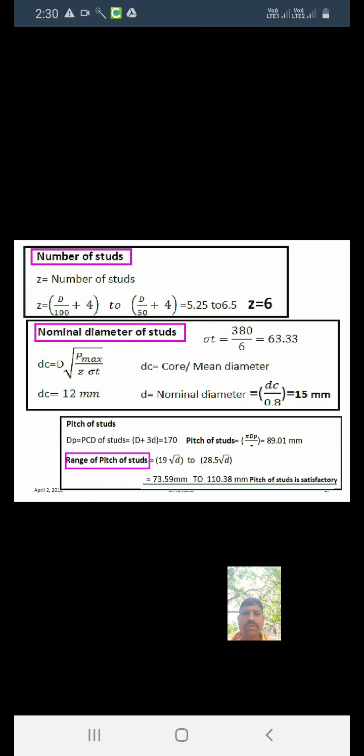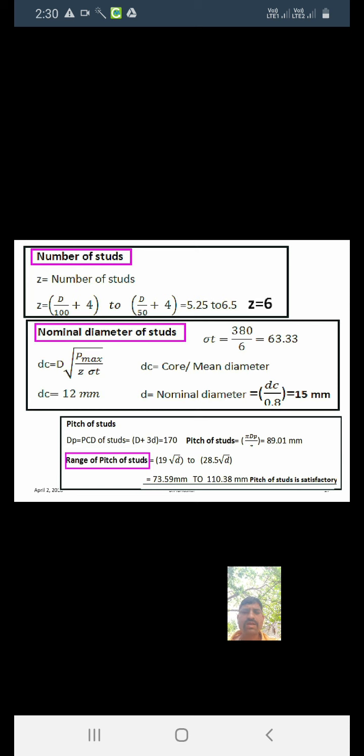How to calculate the pitch of the stud? You should calculate the pitch of the stud. DP is equal to PCD of stud, or you can use D plus 3D. You will get 170. Pitch of the stud is pi DP divided by Z.